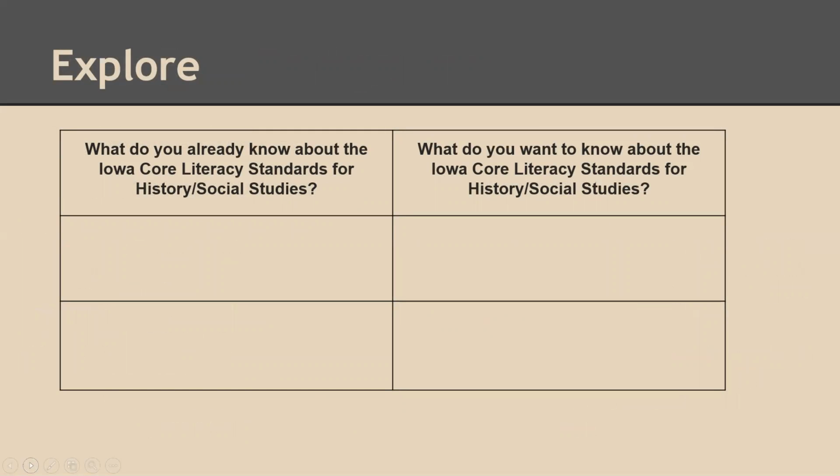Before we get started learning about the literacy standards for history and social studies, take a few minutes to think about what you already know about the standards. Then think about what you want to know about the standards, either something that you're curious about or holes that you have in your knowledge about the standards. This is where you may want to pause the webinar to allow your PLC or large group setting time to process and think about these, what you already know and what you want to know.